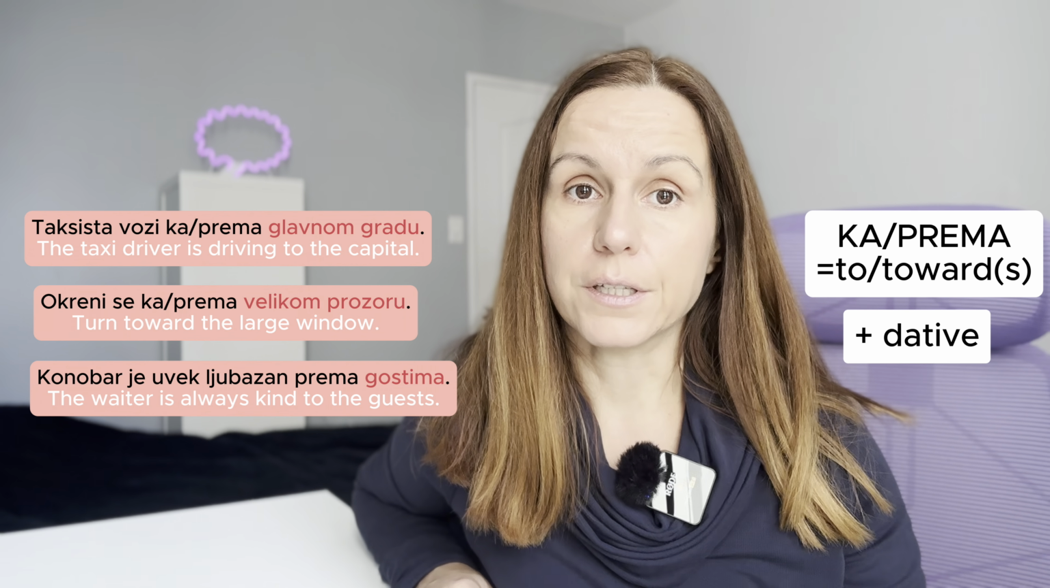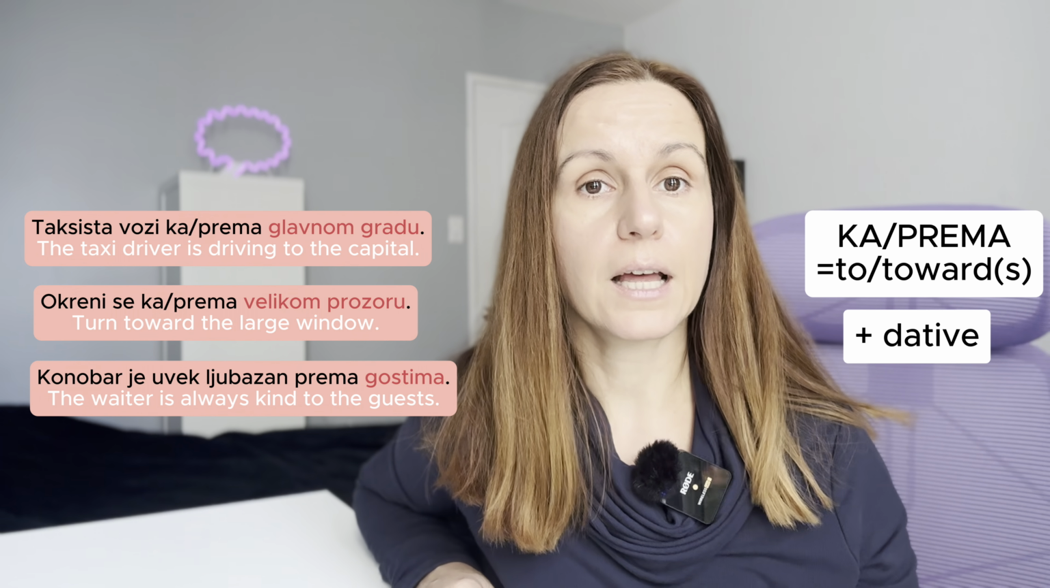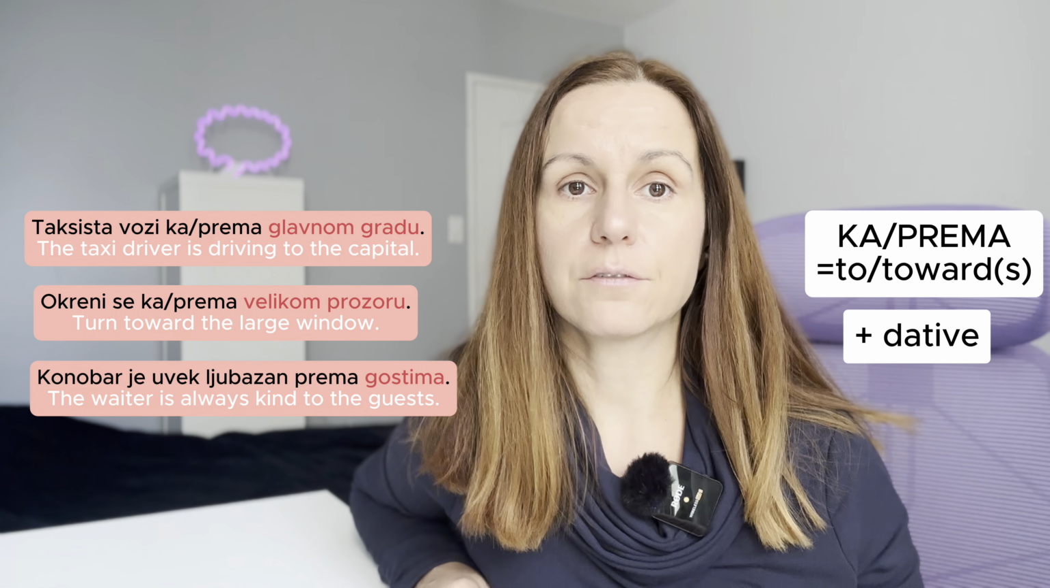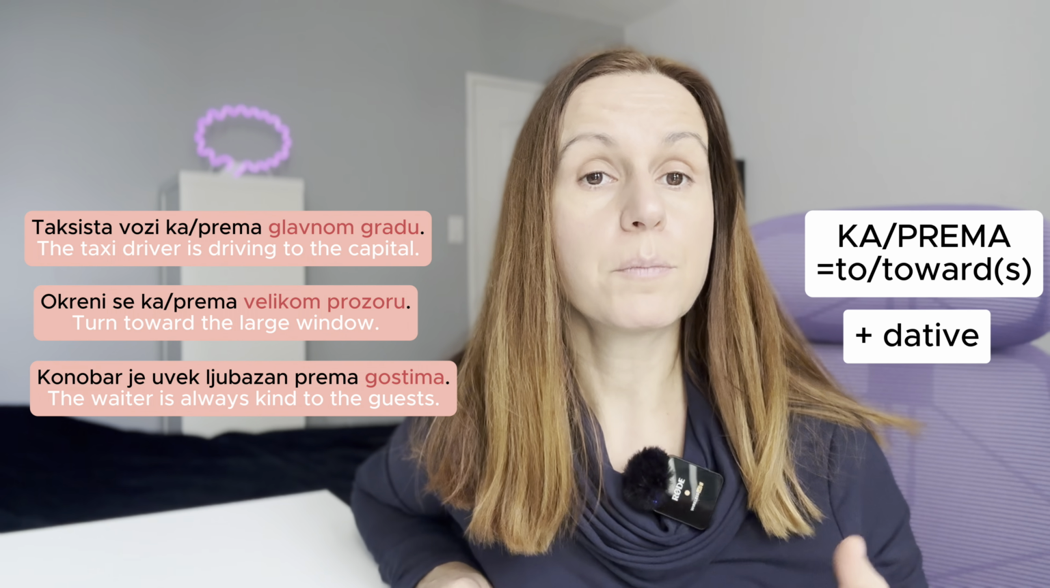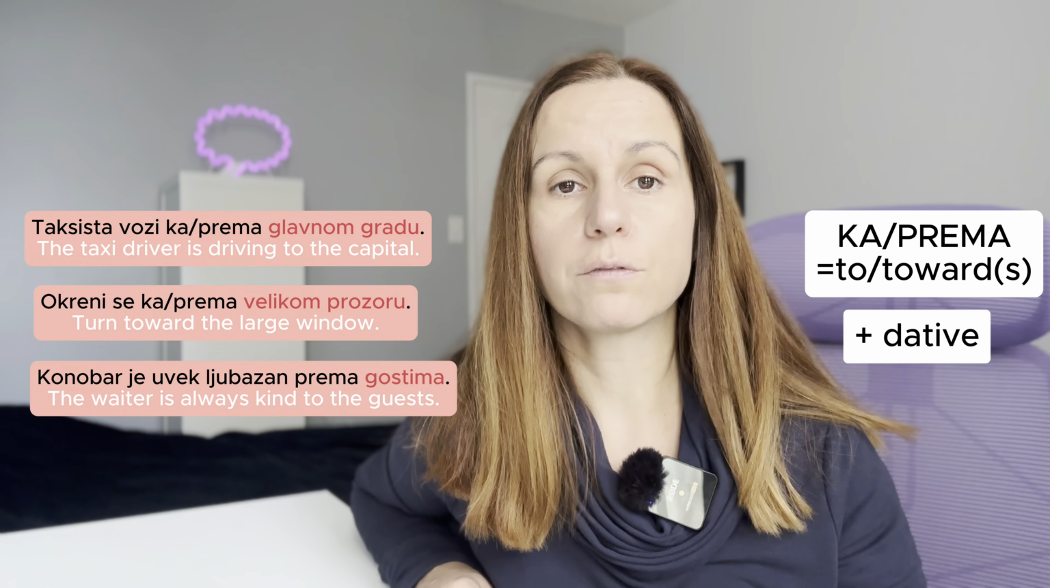Okay, up to this point, we've been able to rely on some clues that tell us when to use the dative case, like the word to in the English translation or prepositions ka or prema, which are always followed by the dative. But what about those examples we shared at the beginning of the video, such as drago mi je, or sviđa mi se, or another very common one, hladno mi je. So, how do we explain the use of the dative here? In these examples, we are using the dative case to express feelings, states, likes and dislikes, or opinions.